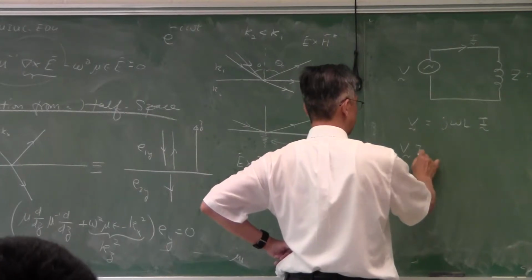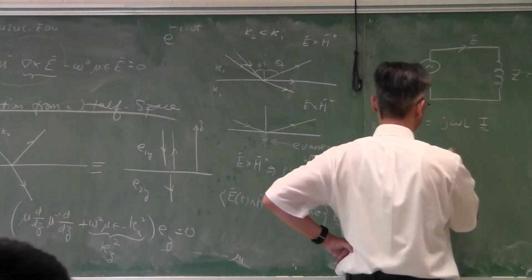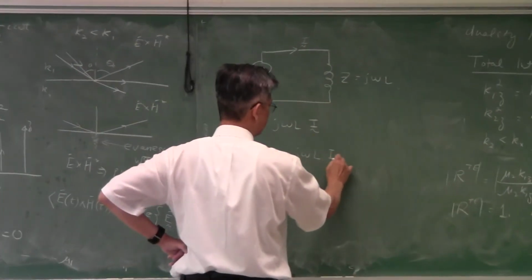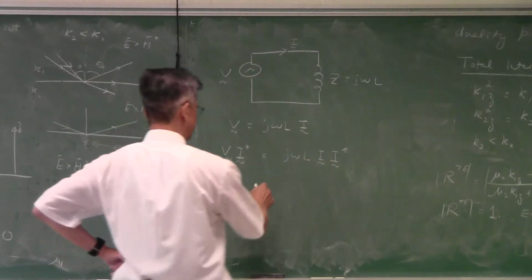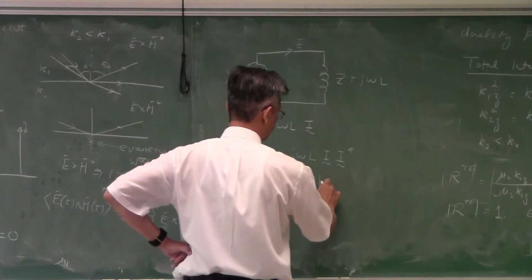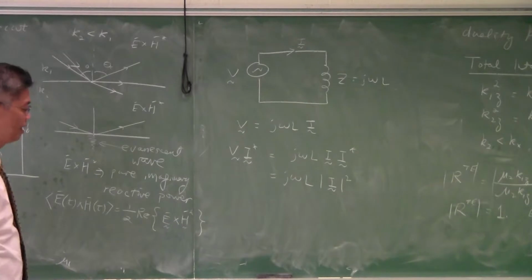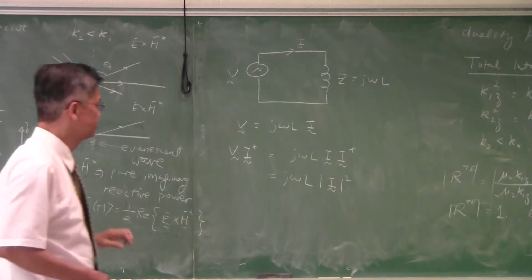So complex power is given by this quantity over here. It is given by j omega L times I conjugate, and this is a pure imaginary number. So in this circuit, the only power you have is pure imaginary. Okay, so there's no real power flow in this circuit.